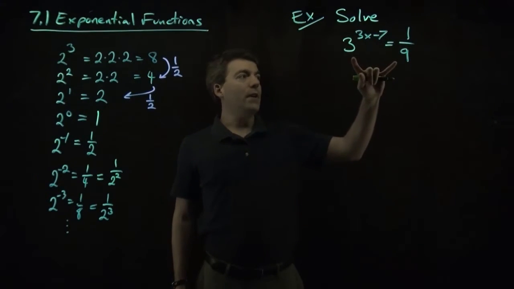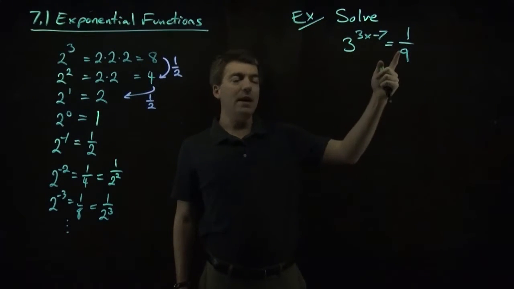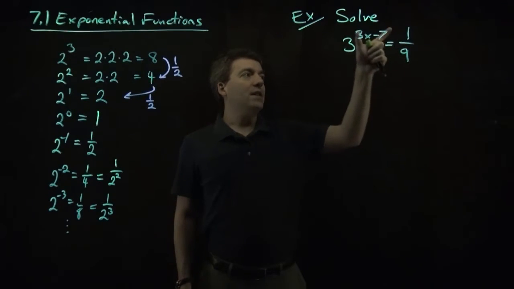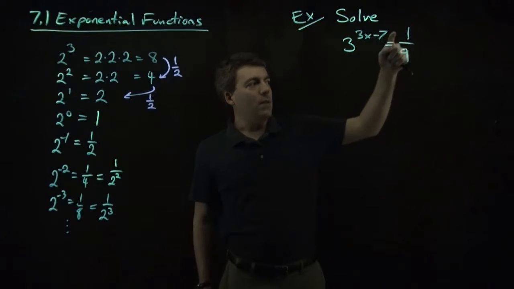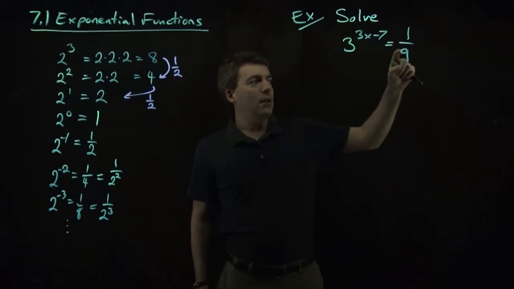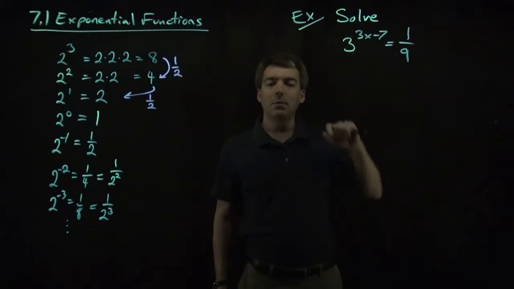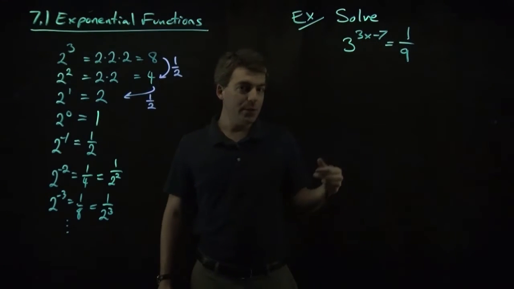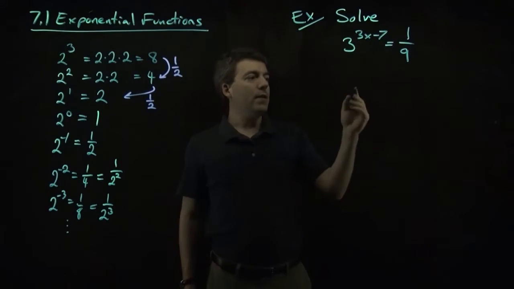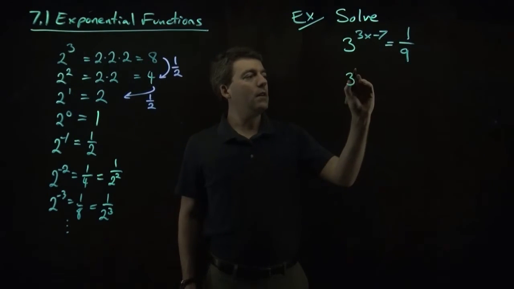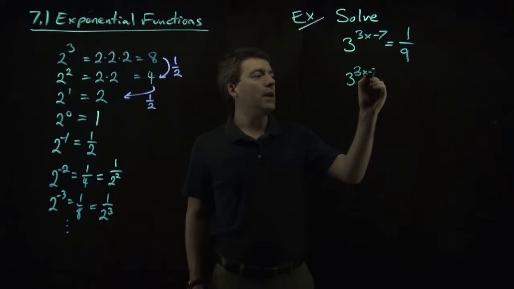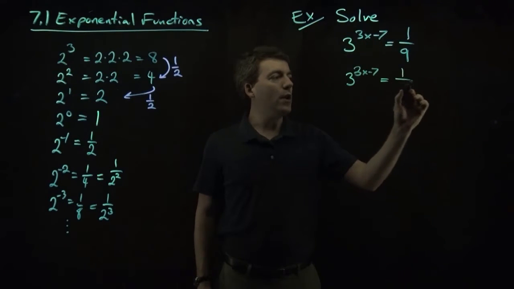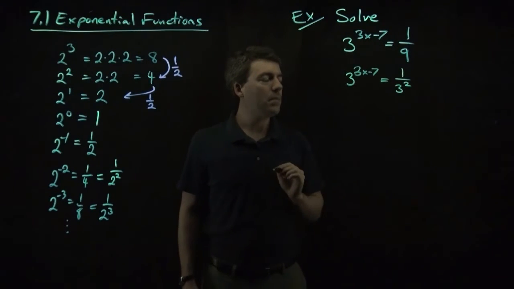Recall the way to solve an exponential equation is to get the same base on both sides and then set the exponents equal to each other. Well, over here we have 1/9. Well, we know that 9 can be represented as a power of 3. It's 3 squared. So let's go ahead and write that in there. We have 3 to the 3x minus 7 equals 1 over 3 squared.